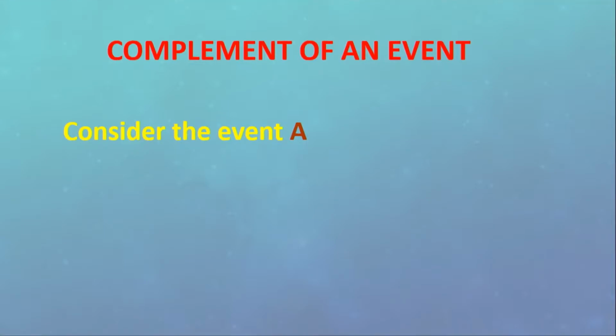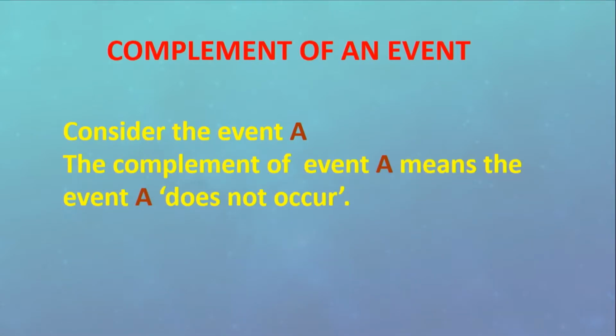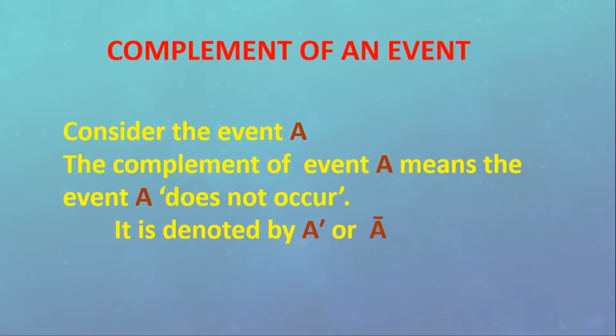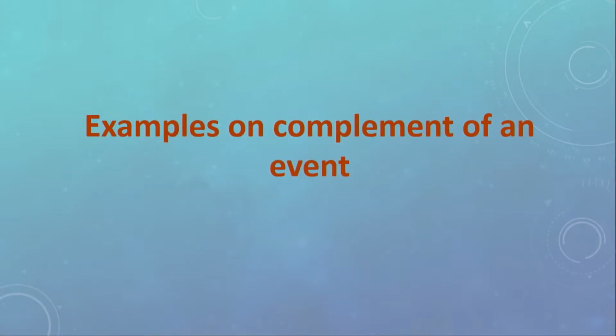Now, students, we are going to talk about the complement of an event. Consider the event A. The complement of event A means the event A does not occur. The complement of the event A is denoted by A dash, as seen on your screen. Let's have a look at some examples on the complement of an event.